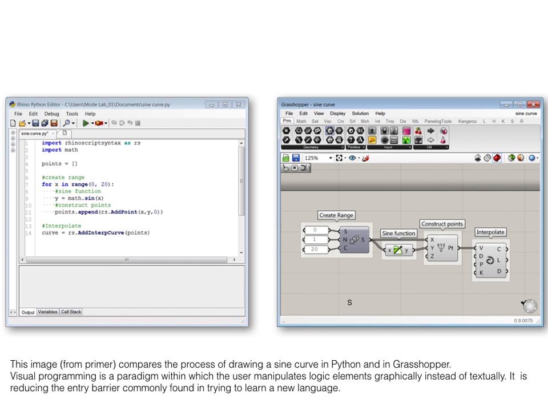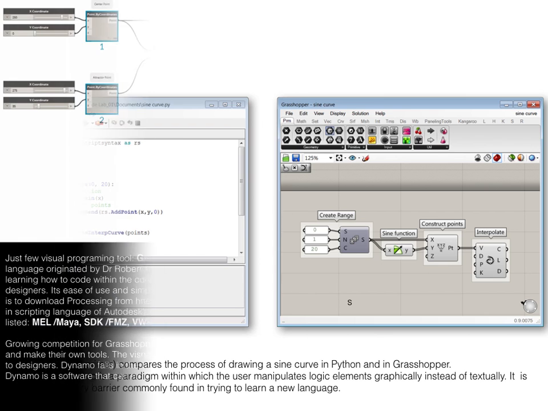So a few words about tools, because I almost totally concentrated on case studies. Something you already know well because you engage with Grasshopper. This shows the difference between a programming language like Python and Grasshopper, which uses a visual programming paradigm, where you can manipulate logical elements graphically instead of textually. It is reducing this common barrier found in learning a new language.